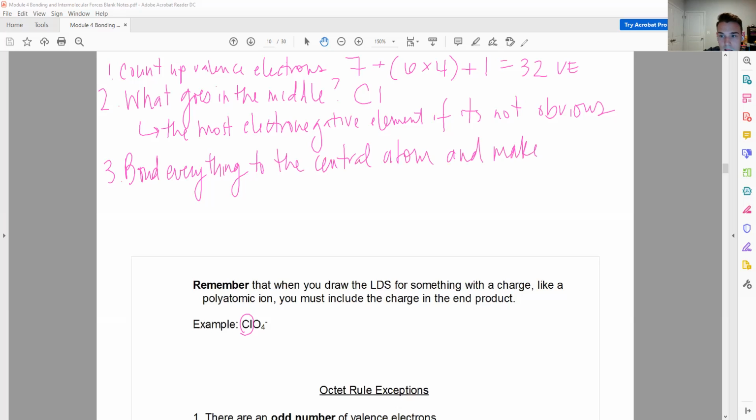And make it happy. Happy means as many electrons as it wants, which is typically 8. So if I'm going to take chlorine, I'm going to bond my 4 oxygens. Chlorine will now have 8, and I'm going to give my oxygens their lone pairs so that they can have 8. And now I know it's not easy for you to see my lone pairs, my dots, but make sure your dots look like they're meant to be there.